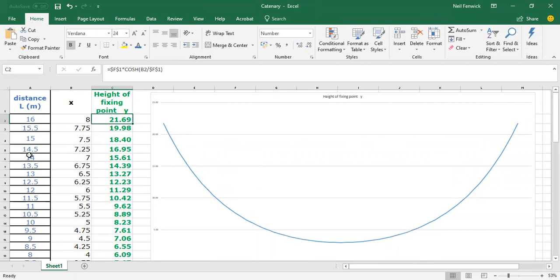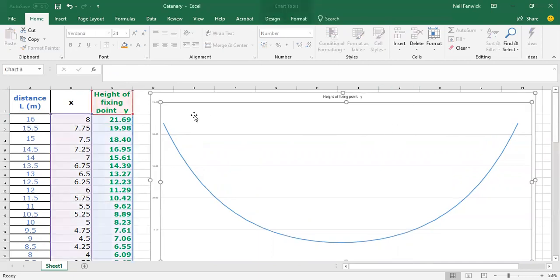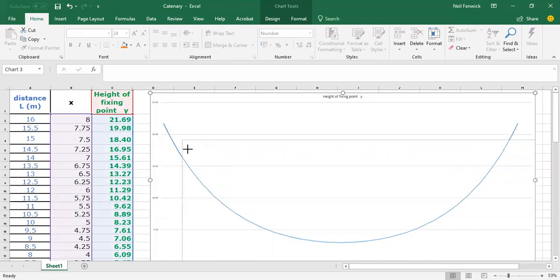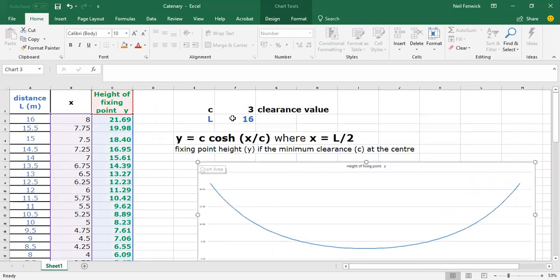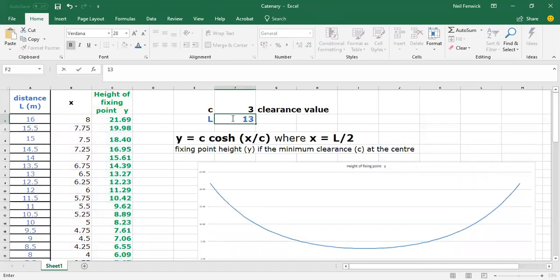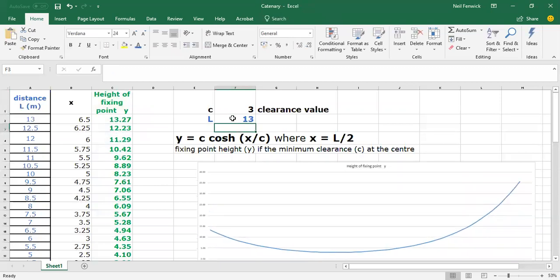If we, for example, only want a distance of, say, 13 meters, we can change that value to 13, and that's picked up in the calculations. What we can see here is the distance between the fixing points is 13, and we get an almost identical fixing height of 13.27. However, if we look at our plot, it is not balanced on the screen.